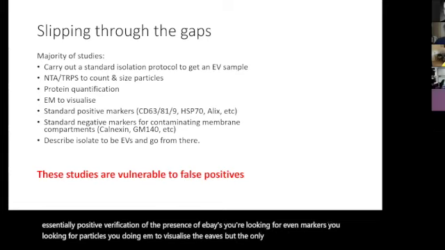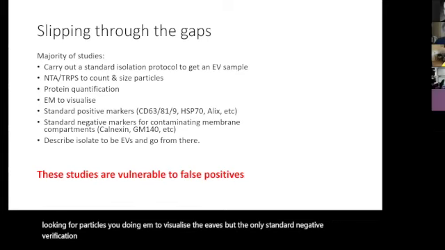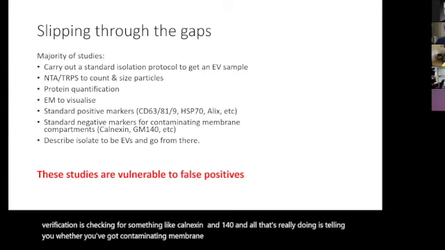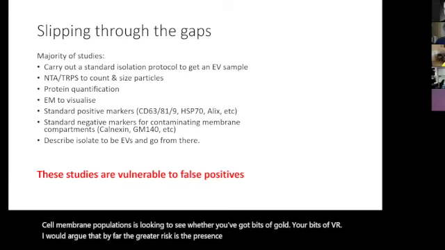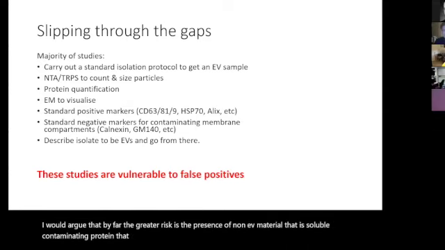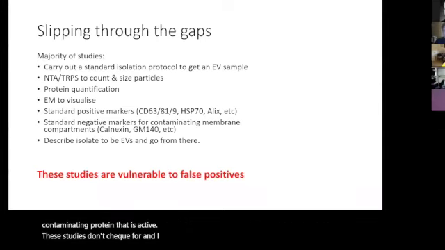but the only standard negative verification is checking for something like calnexin or GM130. And all that's really doing is telling you whether you've got contaminating membrane from other cell membrane populations. It's looking to see whether you've got bits of Golgi or bits of ER. I would argue that by far the greater risk is the presence of non-EV material, that is soluble contaminating protein that is active. These studies don't check for that, and I would argue that they're vulnerable to the kind of false positives I've described today.